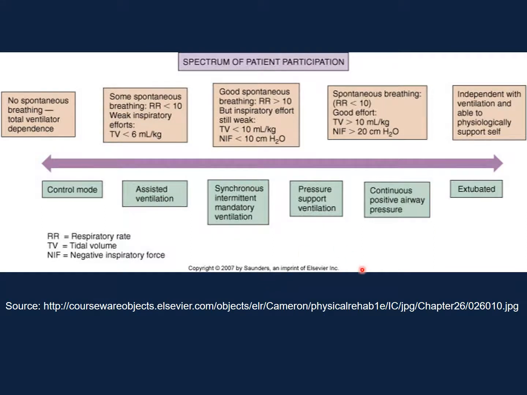Okay. So when we look at this graph, we are referring to the spectrum of patient participation. On the left, we're talking about more controlled ventilation, where the patient requires more help from the mechanical ventilation. And then moving towards the right, the patient can breathe more on their own and therefore eventually become independent and be able to breathe on his or her own.